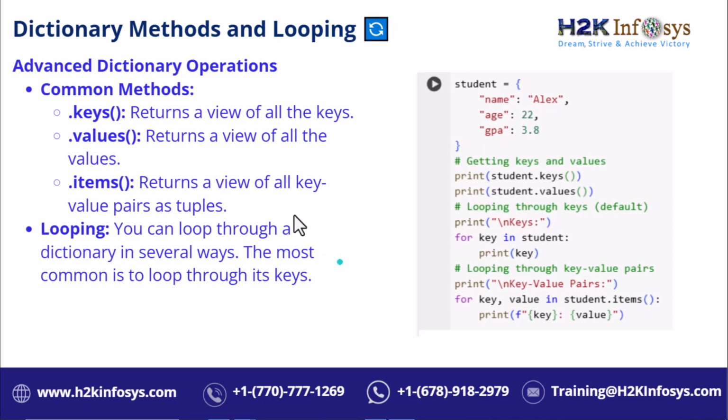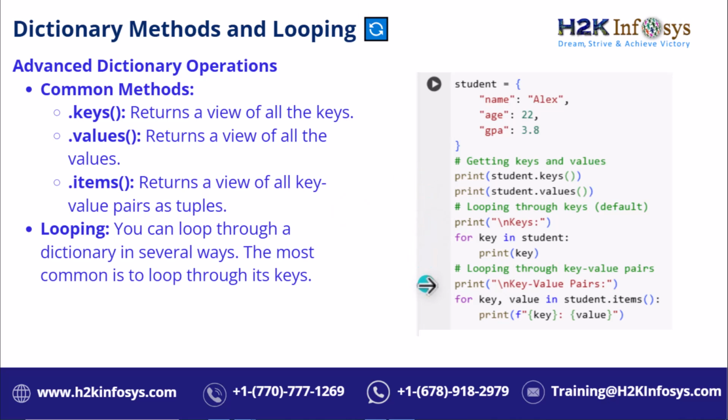Now dictionary methods and looping. This looping is specially used for printing each and every element. As I said, if you want to access any element, every time you have to write the key there, then its value will be printed. Suppose you want to see all the elements, definitely we have that student. If you write the variable name, everything will be printed.